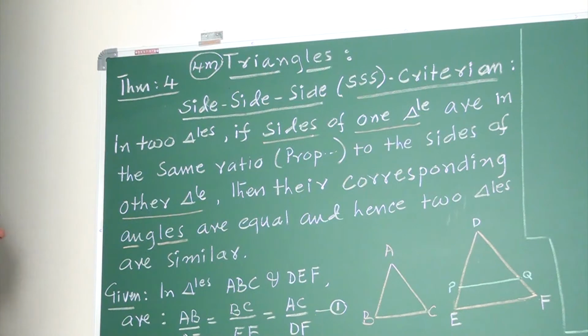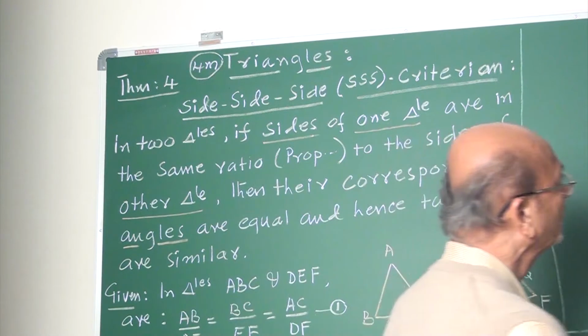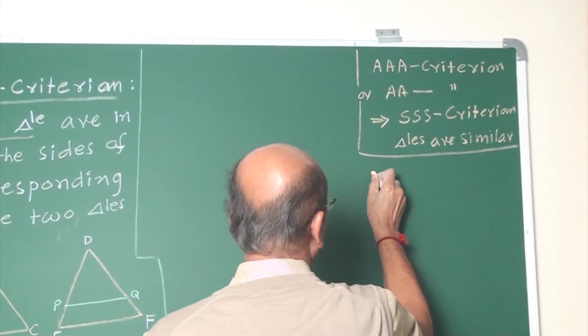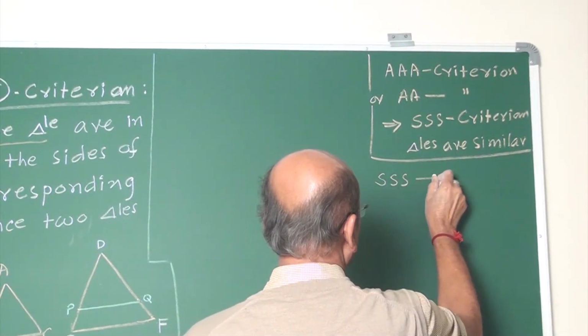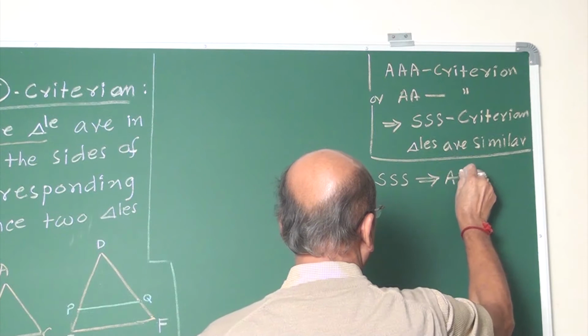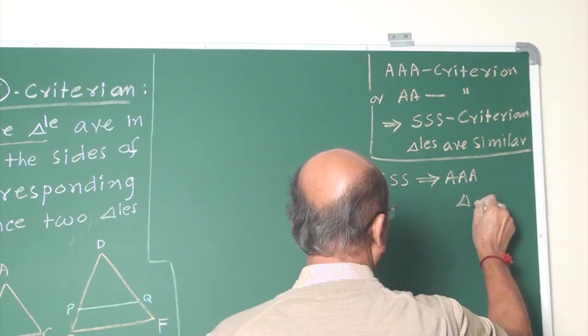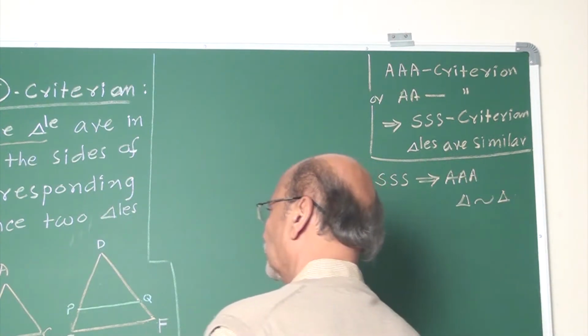Yes, my friends. From this we are proving here triple A implies triple S. In this we want to prove triple S implies triple A criterion, and hence the triangles are, my friends, similar. This property we want to prove.